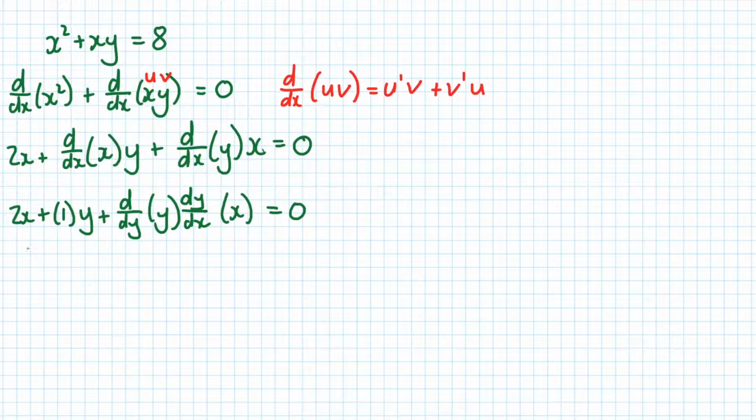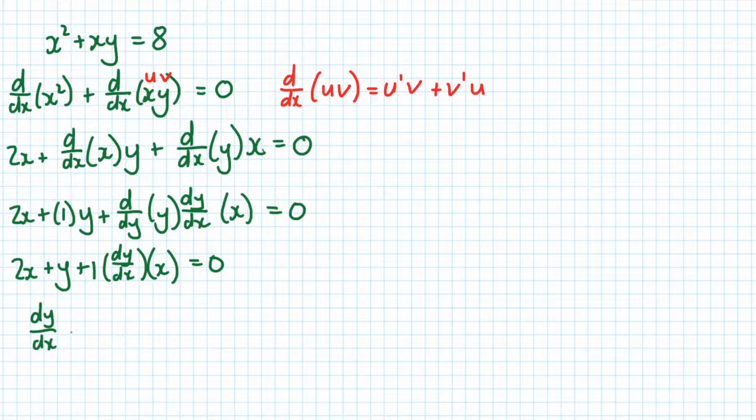So now we just need to simplify this out a little bit. We're going to have 2x plus y. Now the derivative of y with respect to y is 1 times dy by dx, all multiplied by x, and that's going to equal 0. And again, we're looking for what dy by dx is, so we need to move the 2x and the y to the right hand side, and then we need to divide that by x. So my dy by dx is going to equal minus 2x minus y, all divided by x.